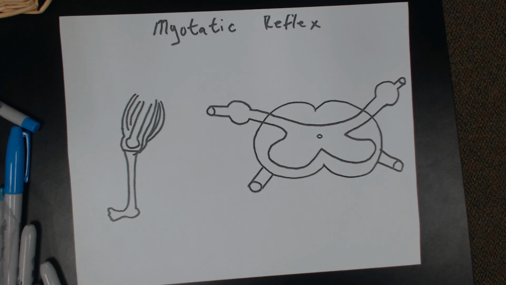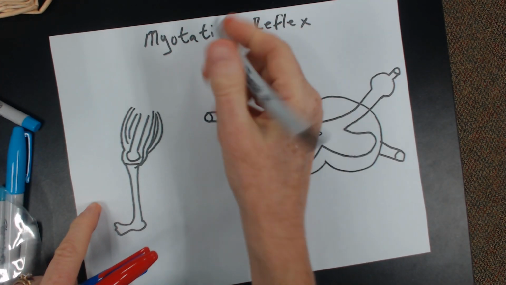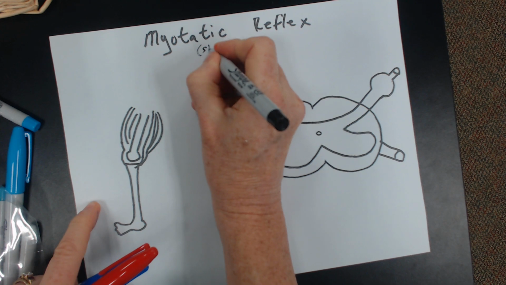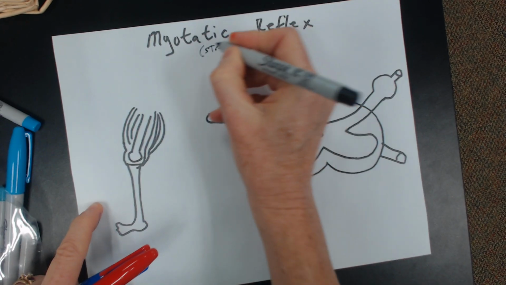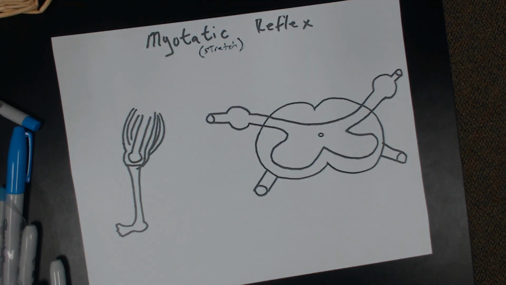What's a basic reflex? To elicit the myotatic reflex, you use a reflex hammer. You're going to put stretch on that muscle, so that's also known as the stretch reflex. Your myotatic reflex is also known as your stretch reflex. Essentially, you put in a quick stretch on that tendon. So you're stretching the muscle real quick.